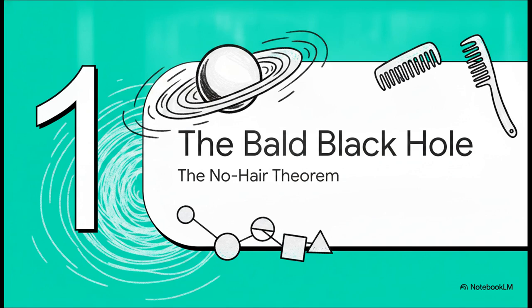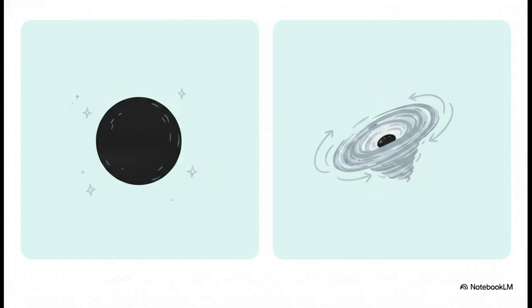Section 1. The bald black hole. Understanding the no-hair theorem. Let's see how this builds into the actual physical properties of these objects. This brings us to the famous no-hair theorem, and exactly why physicists jokingly refer to this model as bald.